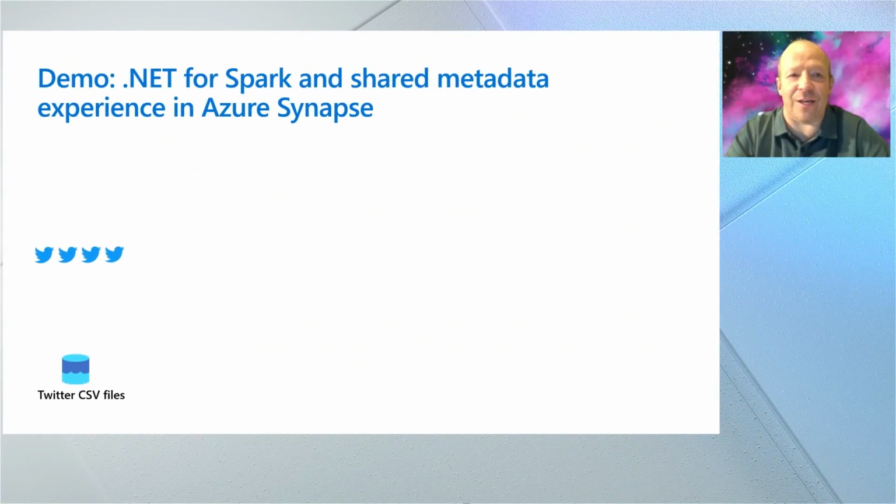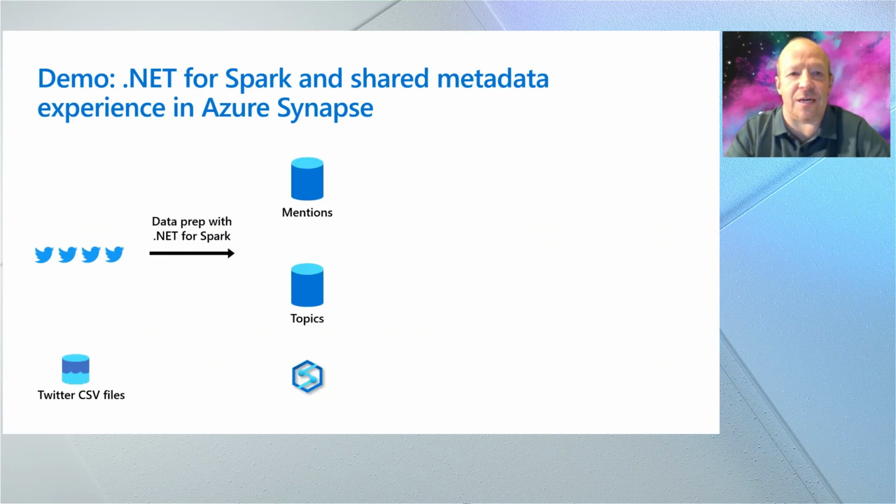So we start out with a bunch of CSV files that contain tweets from people like myself that tweeted over the last couple of years. And we will be using the .NET support in Azure to do some data preparation, where we take those CSV files and transform them into two tables. One table that contains who is mentioning whom, and the other table is containing, for each tweet account, so to speak, what topics that person was tweeting about.